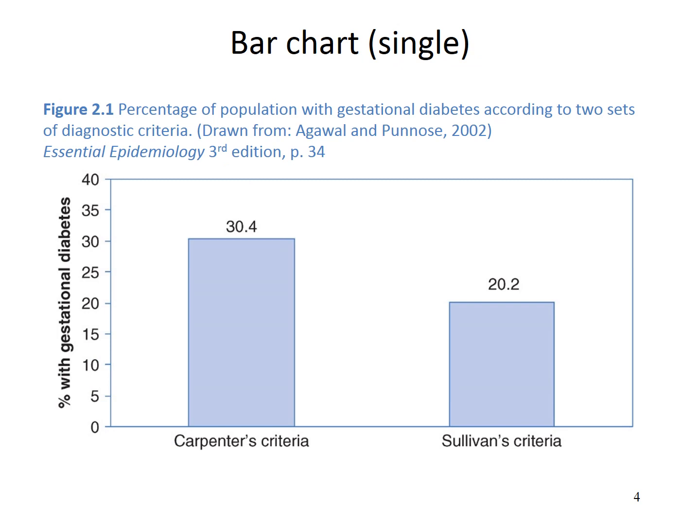This is an example of a simple bar chart. In this case, the percentage of the population with gestational diabetes according to two different diagnostic criteria. It is important that graphs are standalone, so they can be interpreted from the figure title and headings alone without surrounding text.